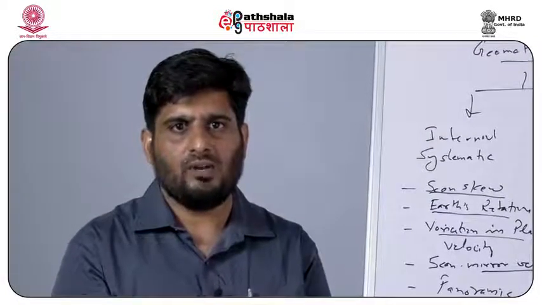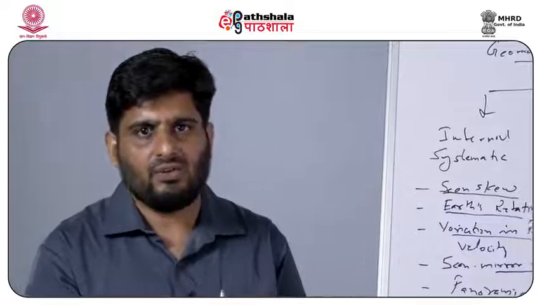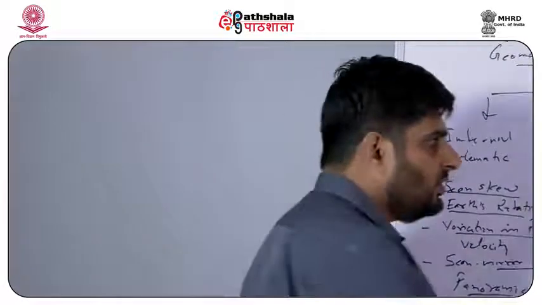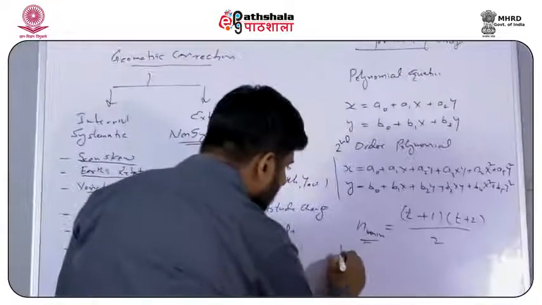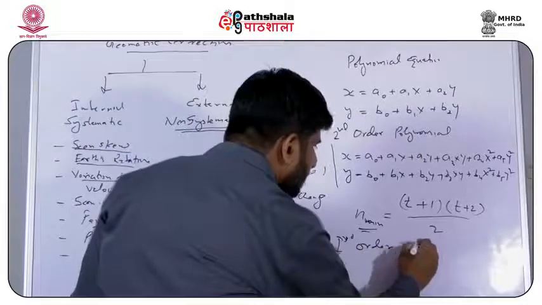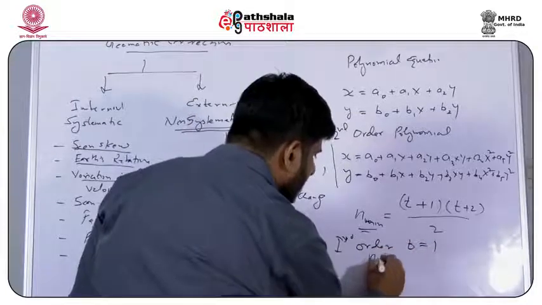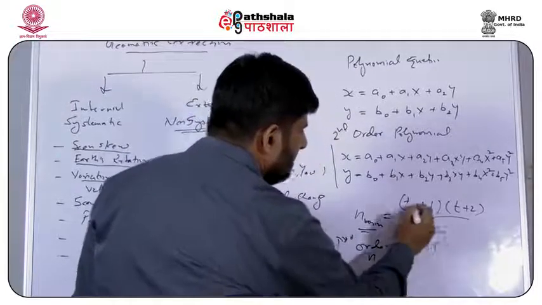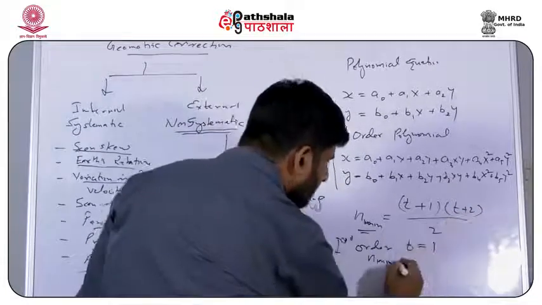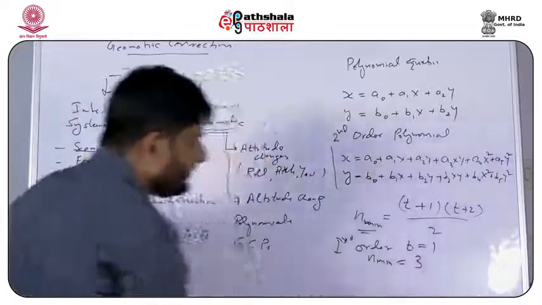For example, if you are using the first order polynomial, in that case t will be equal to 1. So, for first order polynomial, if t is equal to 1, then n minimum comes out to be 1 plus 1, 2, then 2 into 1 plus 2, 3. So, this should be equal to 3.